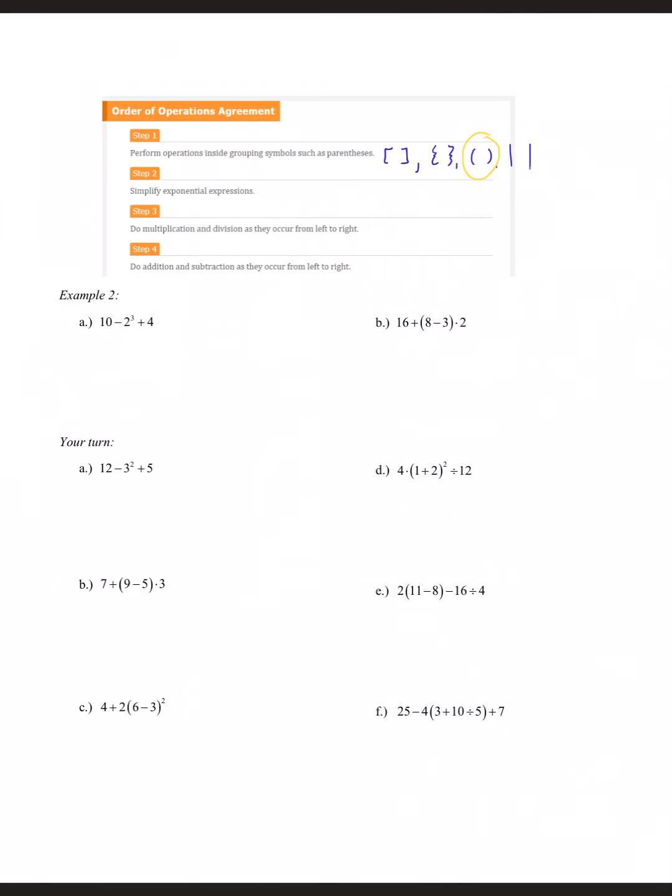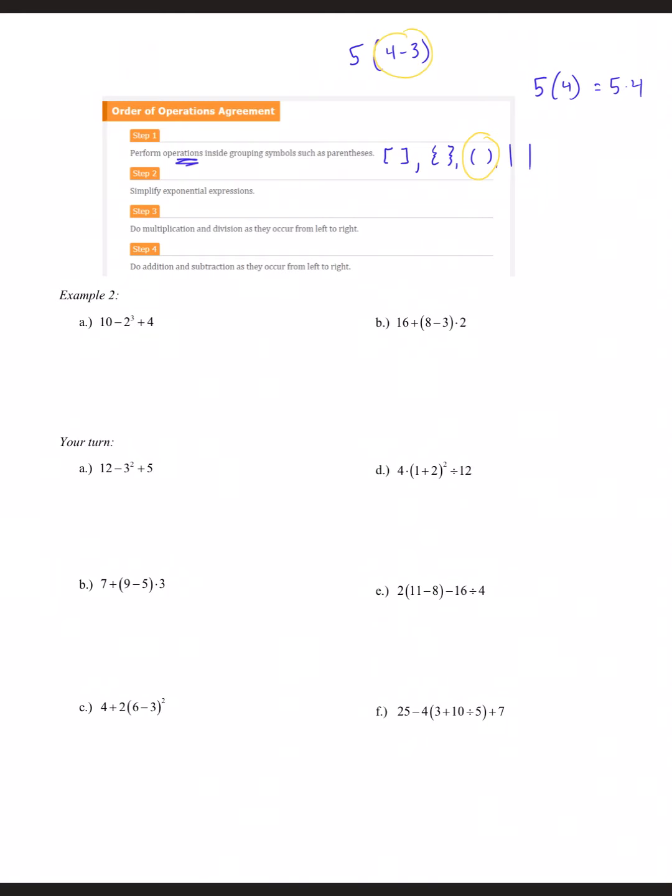But when we see parentheses, sometimes they can mean multiplication. For example, you could see something like 5 parentheses 4. That is the same thing as 5 times 4. So when we see parentheses that represent multiplication, we're not necessarily doing them first. What we're looking for is operations inside of the parentheses, like 5 times maybe 4 minus 3.